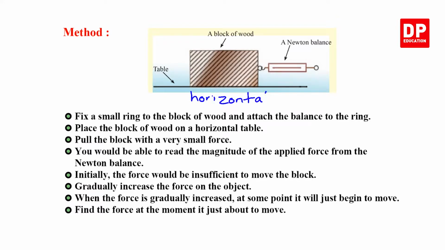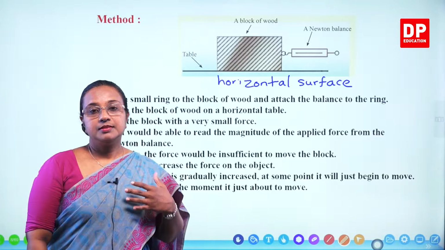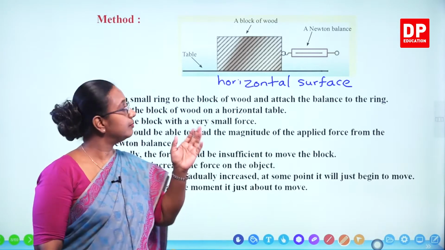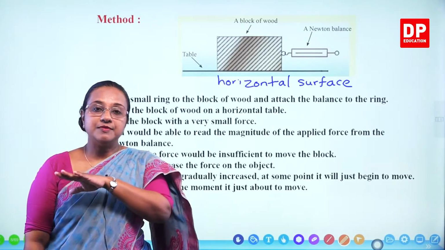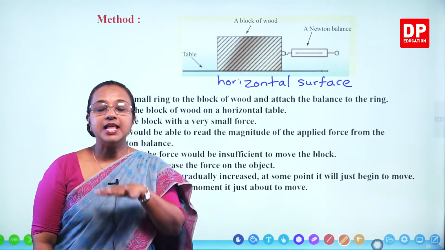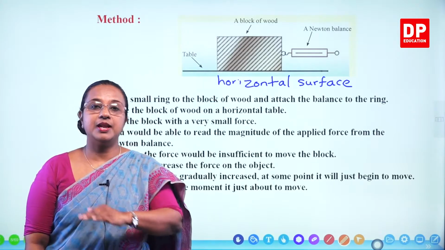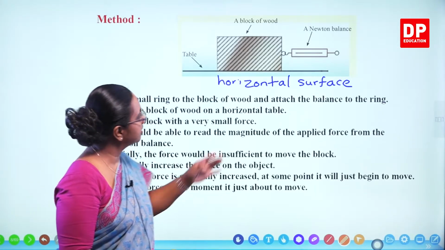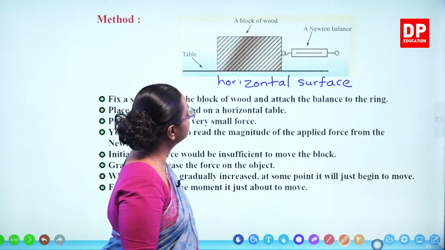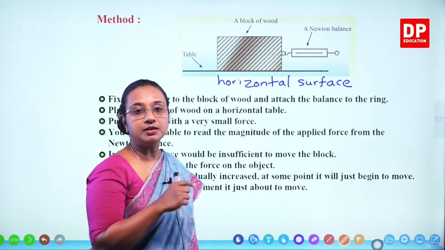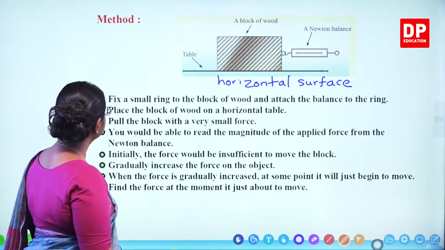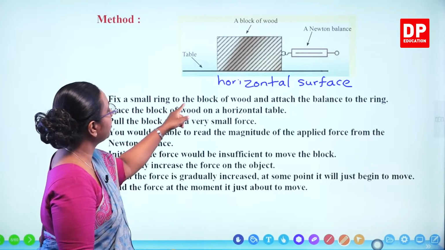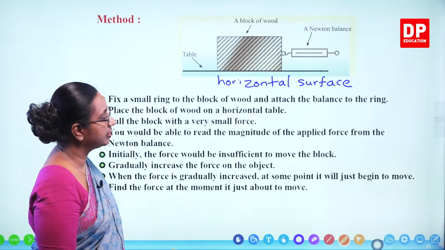Now you might be wondering why it has to be a horizontal surface. Now if it was a slope, then the slope can change the way the block moves. So if it is a horizontal surface, then the movement will not depend on the slope because it's going to be a flat surface. The Newton balance is attached to the hook that is fixed to the block. So let us look at the steps. Fix a small ring to the block of wood and attach the balance to the ring.